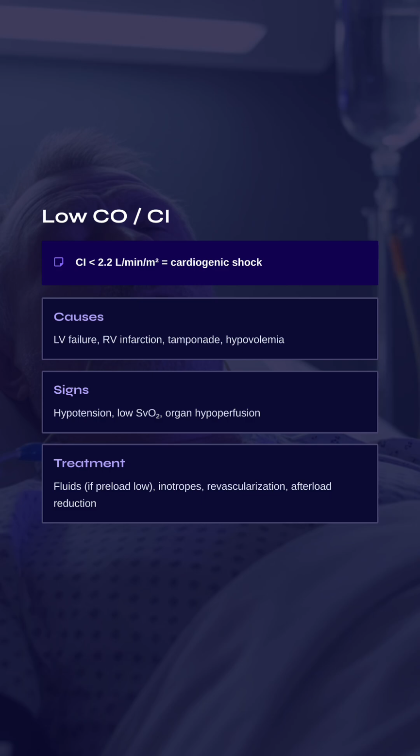Management depends on the physiology. If preload is low, fluids. If contractility is failing, inotropes like dobutamine or milrinone. If ischemia is the culprit, revascularization. Afterload reduction may help a weak left ventricle eject forward. Each intervention hinges on why the cardiac output is low.